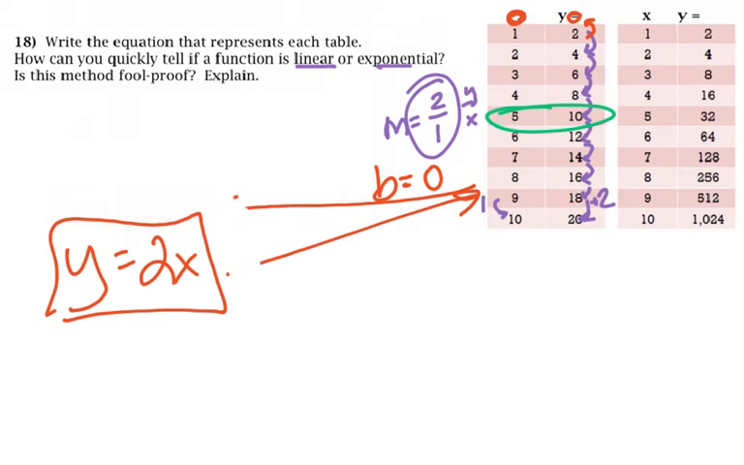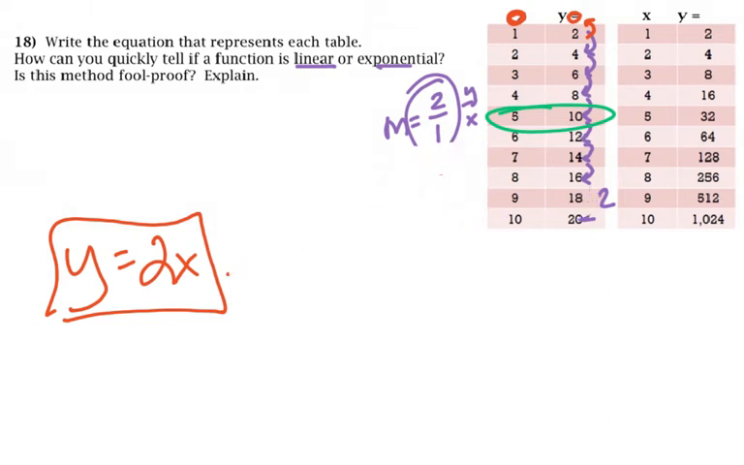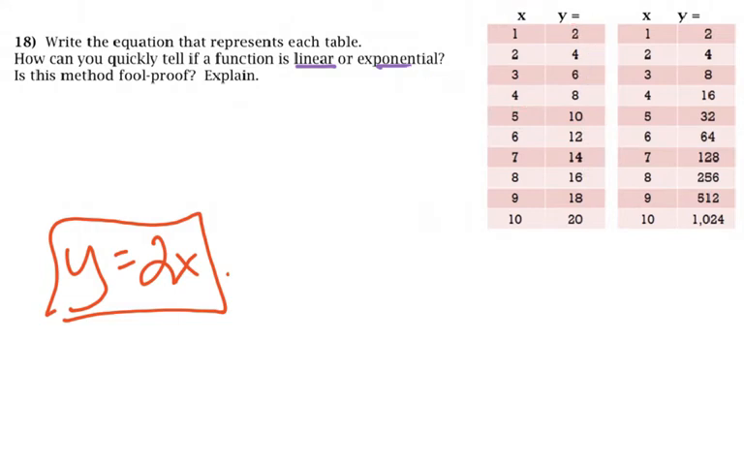The equation is y equals 2x, and that's how I found that. So you find the slope, and then you can find the y-intercept. Okay, looking at the second one, I see I can add 2 there, but it doesn't keep working for me to add 2. So I have to figure out something different.